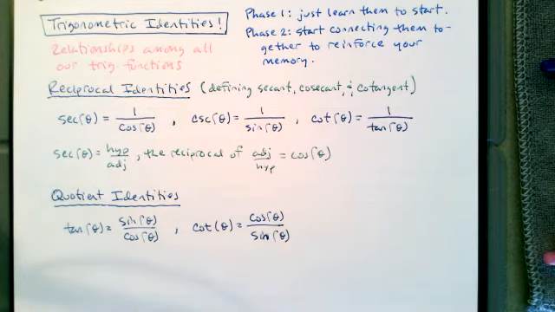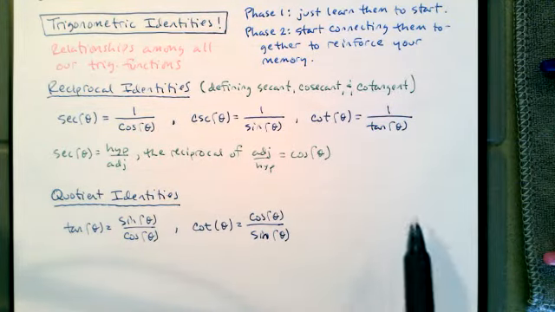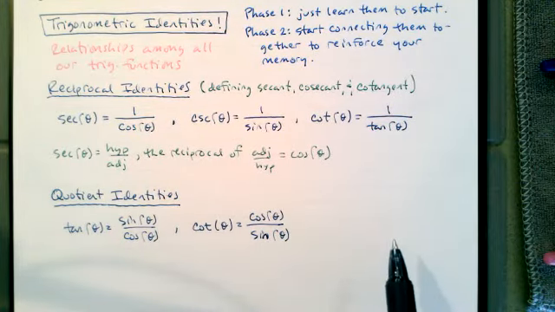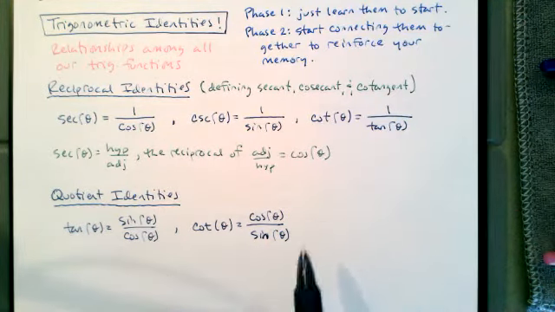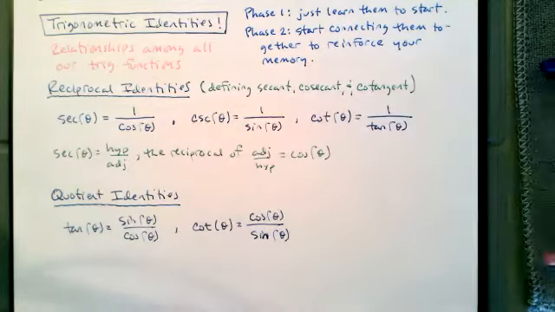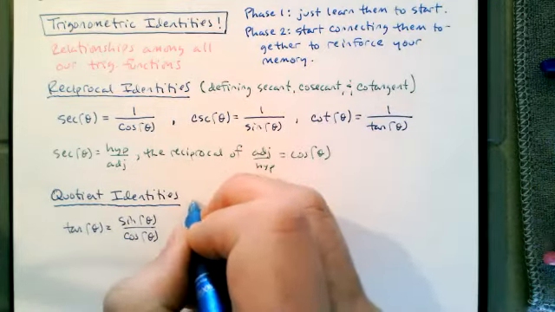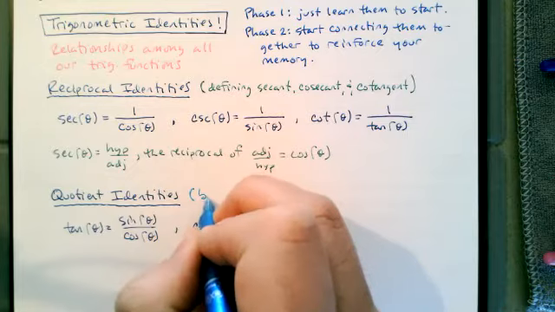So the primary function of the quotient identities, let's say, is to connect the tangent to the sines and cosines. Because if we consider the unit circle, the x coordinate is the cosine and the y coordinate is the sine. The quotient identities bring tangent into the unit circle. So this brings tangent into the unit circle.